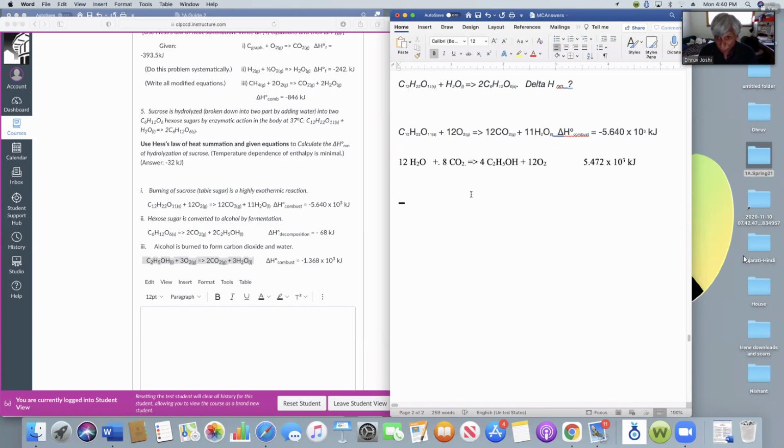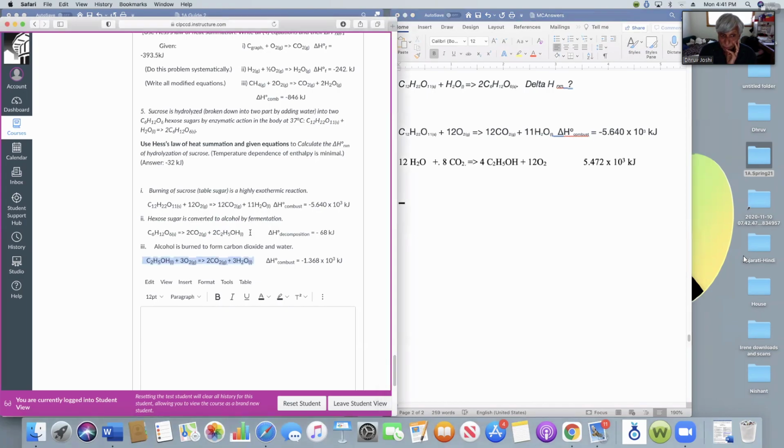Okay, now the next thing I need over here, comparing this, I need 2 moles of C6H12O6 as a product here. Well, which equation has C6H12O6? Here, I have this equation with C6H12O6, but it is a reactant. I need a product. And I also have only 1 mole here. I need 2 moles. So I'm going to flip this equation and multiply by 2. That's what I'm doing now.